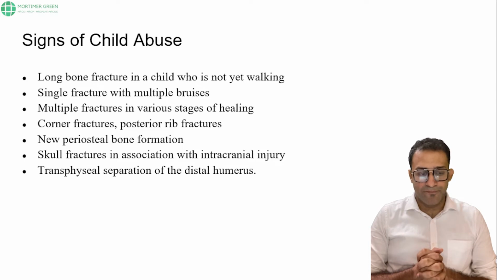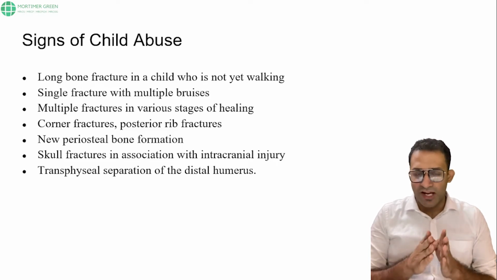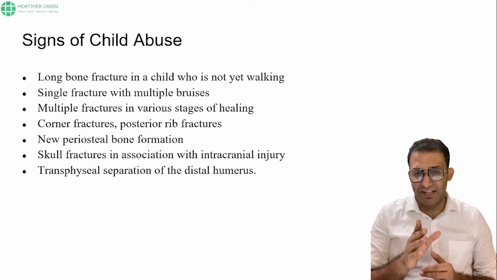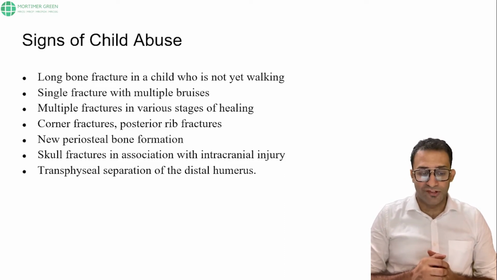Signs of child abuse. Long bone fracture in a child who is not yet walking. A child's bones are very flexible, very soft. They don't easily fracture, especially if the child has not started walking. A single fracture with multiple bruises is definitely possible. Multiple fractures in various stages of healing suggest chronic abuse.